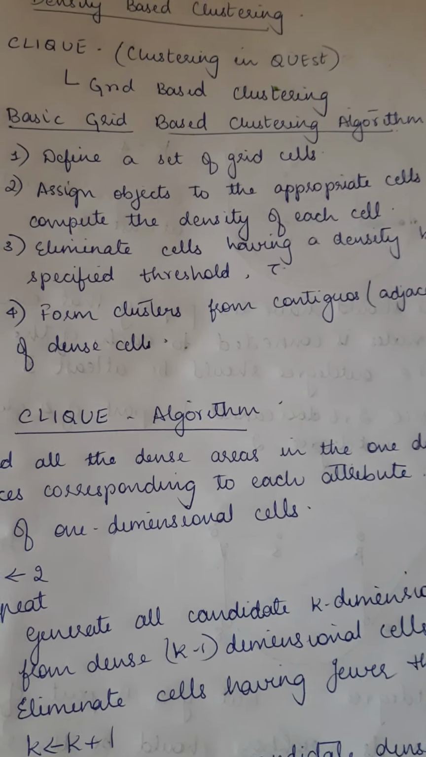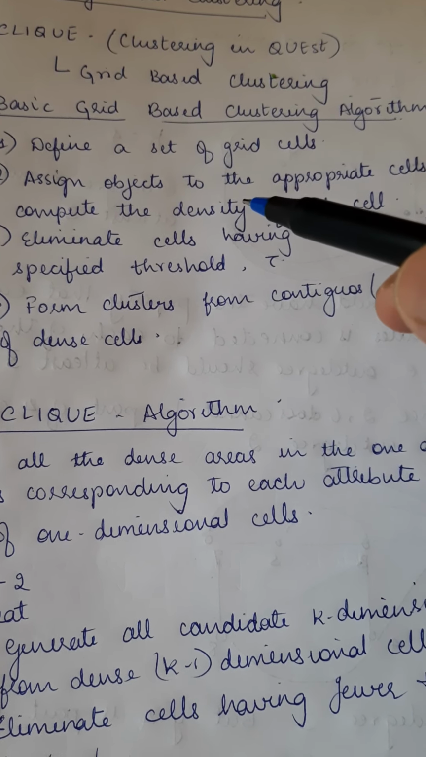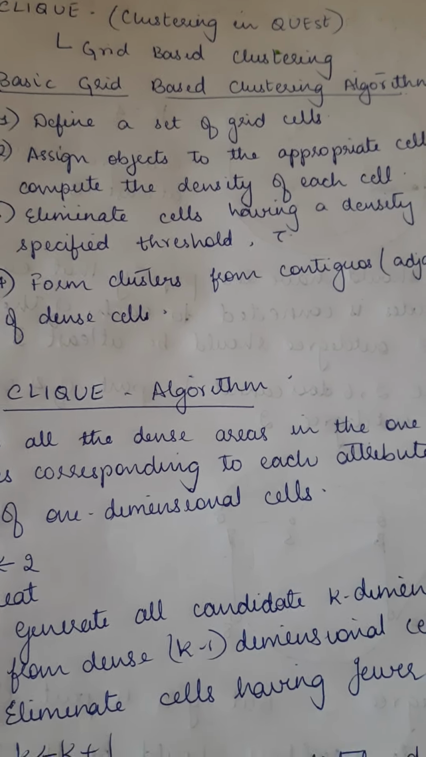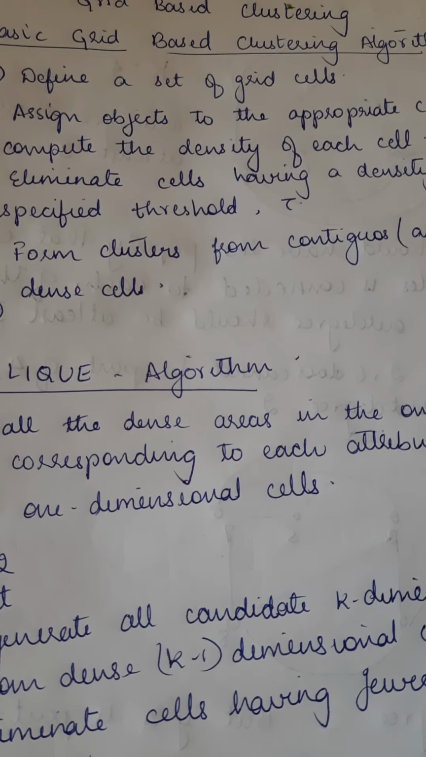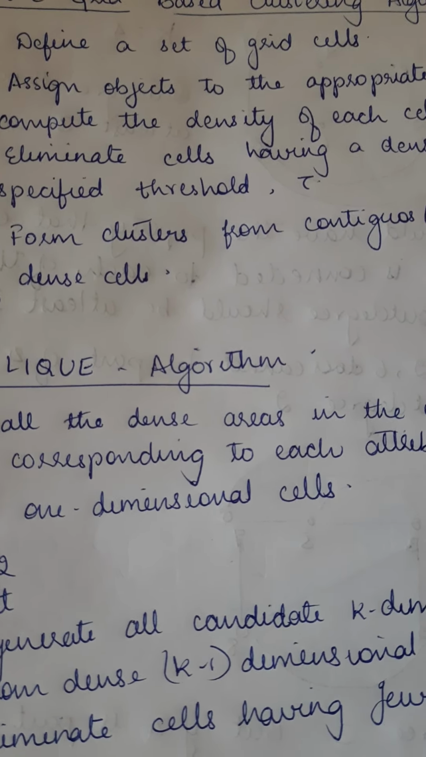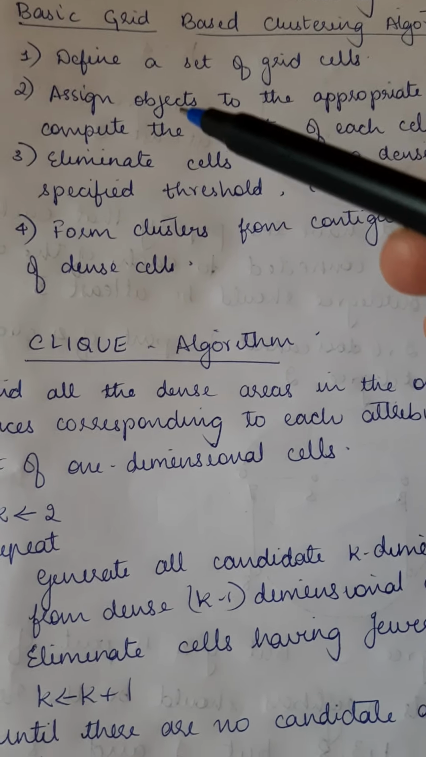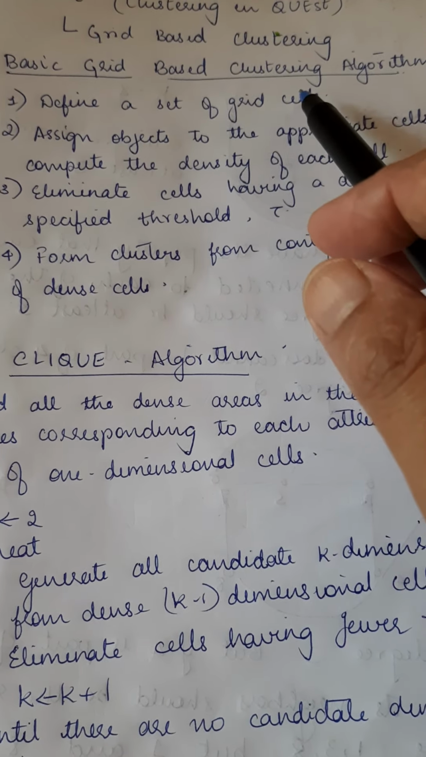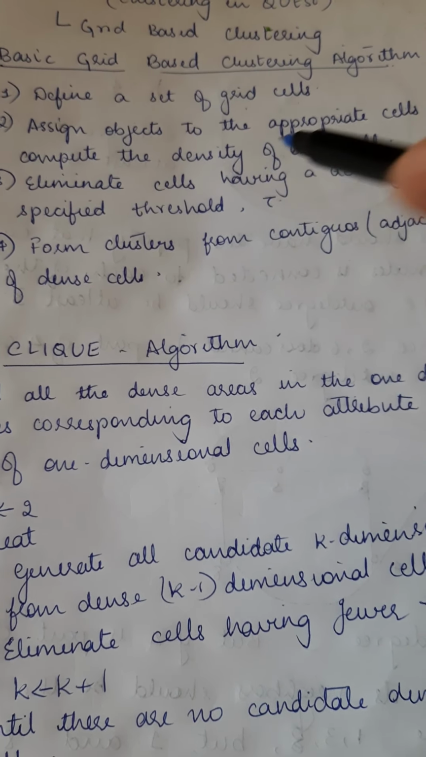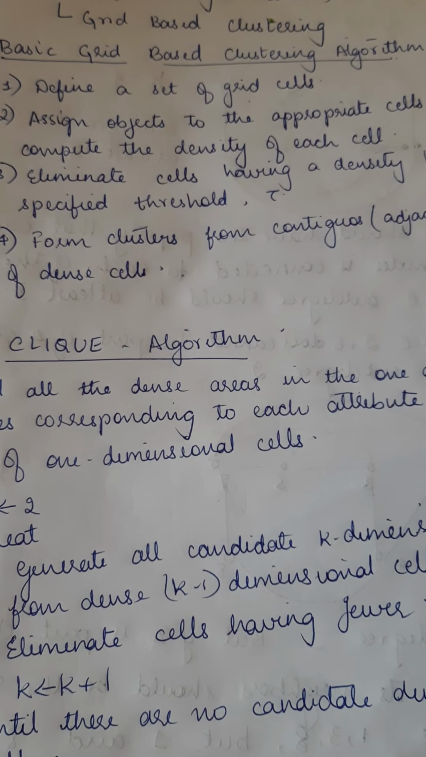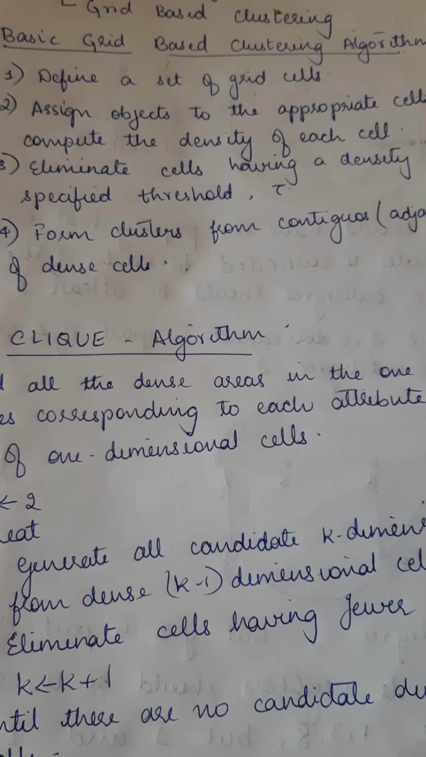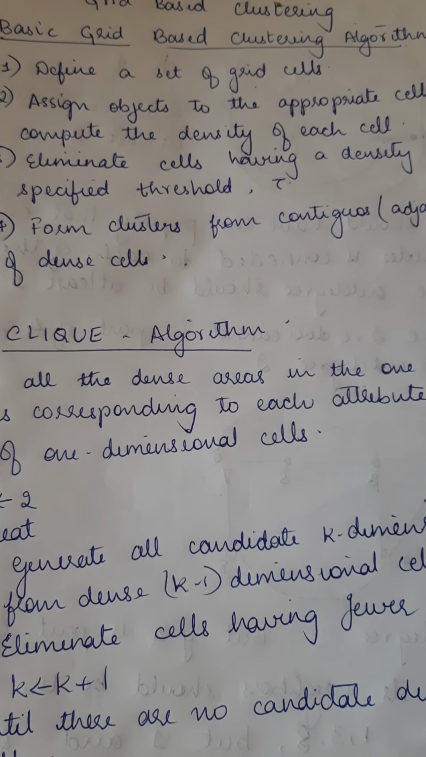Now if I talk about grid based clustering, what we are doing is dividing the entire data space into a number of grids and mapping the objects to those grids. Then we count how many objects are there in a particular grid. That is what a basic grid based clustering algorithm does. So you define the set of grid cells, then you assign objects, and then we define a density threshold. If the cells have that particular threshold, then we cluster them. Otherwise, we eliminate those clusters.